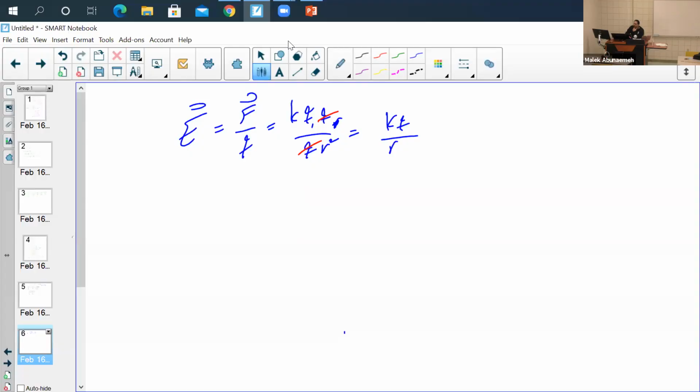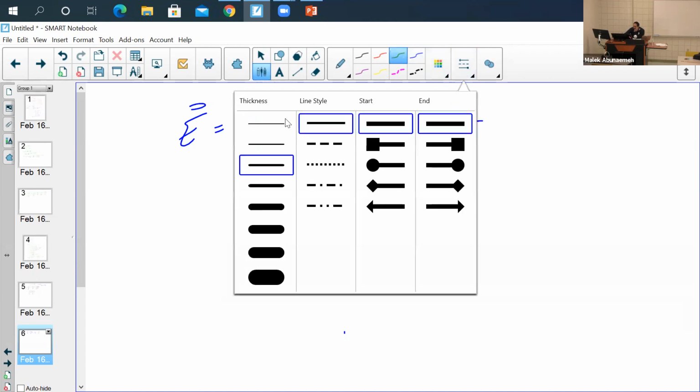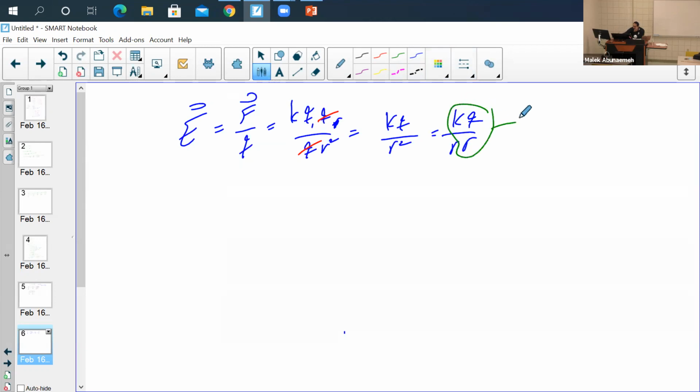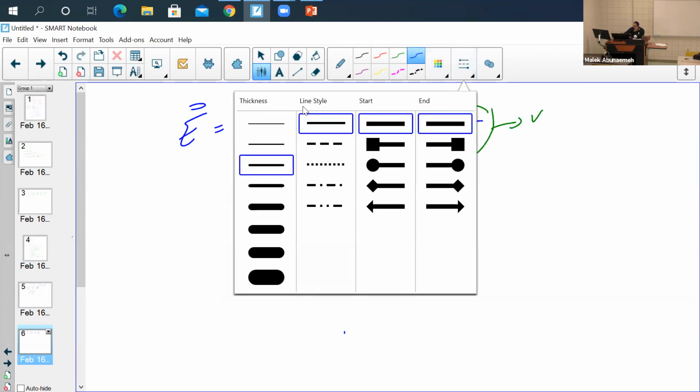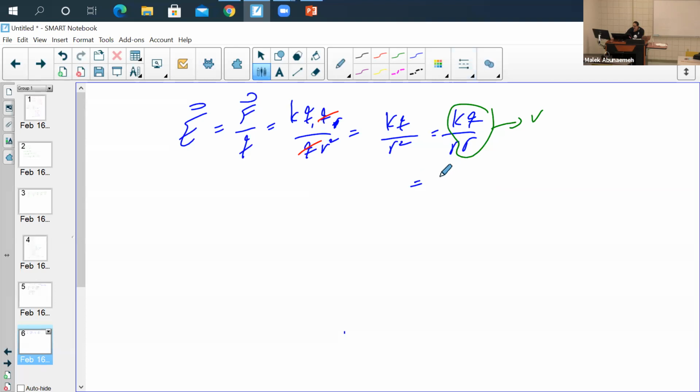So your F equals KQ1Q over R squared, divided by that charge. The charges cancel out. So what you're going to have is KQ over R squared. I forgot to put the square. Now, this basically is KQ over R multiplied by R. KQ over R, that's your voltage. So this is going to equal V over R.